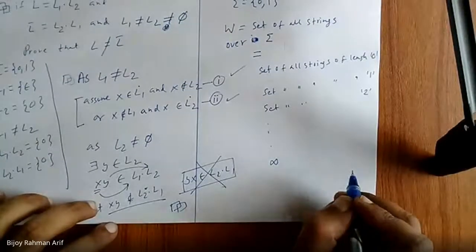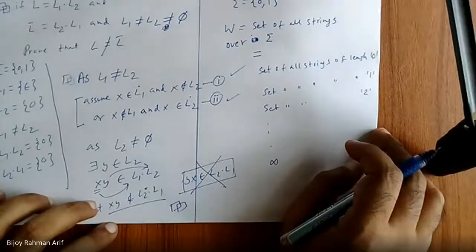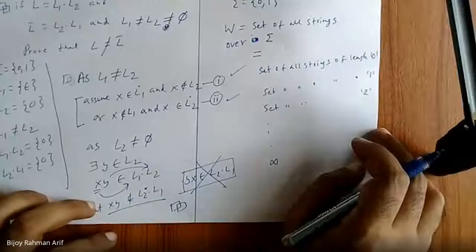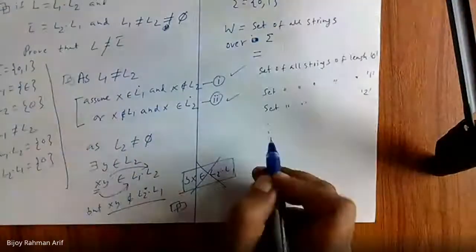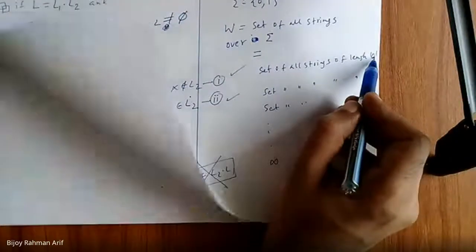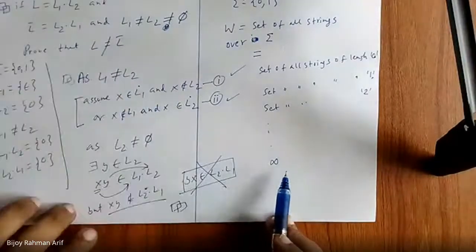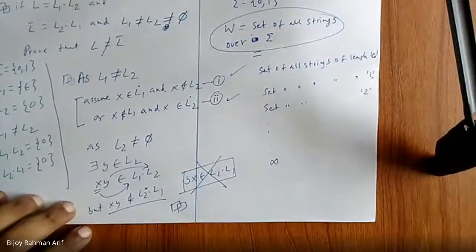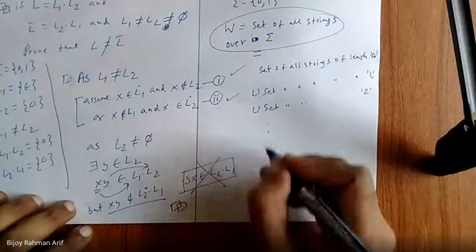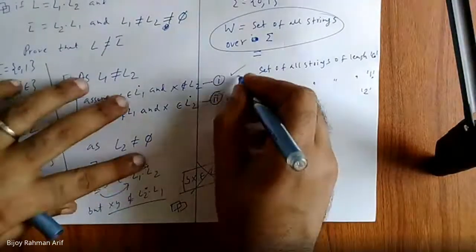Am I right? And how do we join each of these? Concatenation? Why concatenation? I have length 0 strings, length 1 strings, length 2 strings, up to length infinity strings. So how can I join all the strings to get this set? Union. Did you get it? Yes, sir.